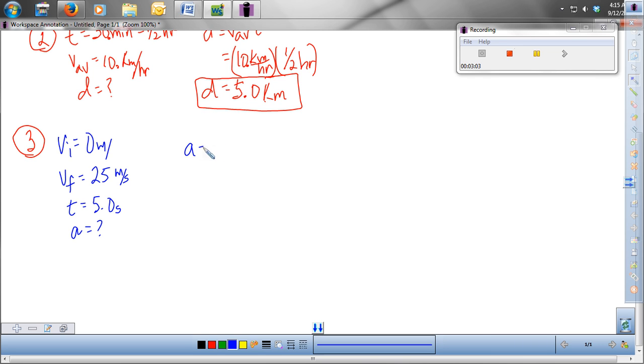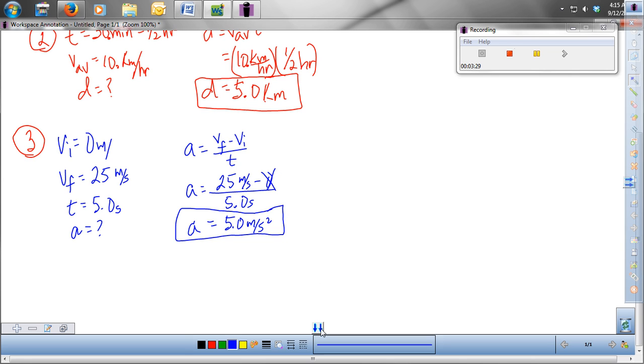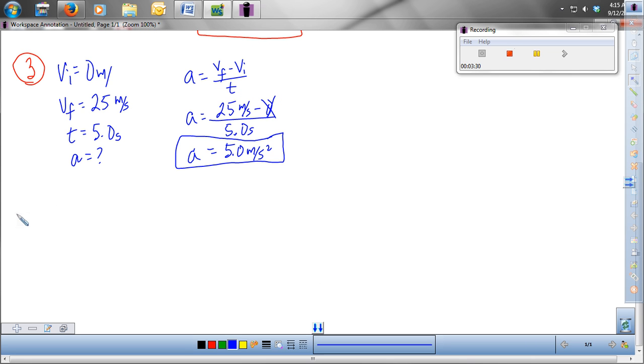Well, acceleration is VF minus VI over T, 25 minus 0 over 5. My acceleration is 5 meters per second squared. Number 4.